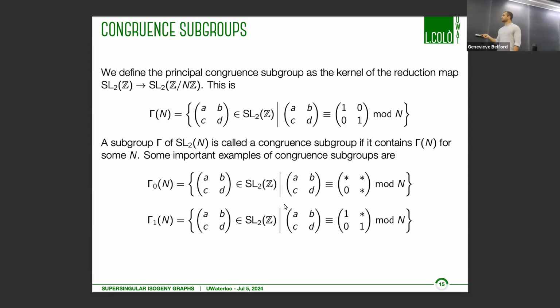Some special examples are Gamma_0(N), which I briefly mentioned before. This is the set of matrices reducing to upper triangular modulo N. And Gamma_1(N), which is the set of matrices reducing to, again, upper triangular, but with ones on the diagonal.